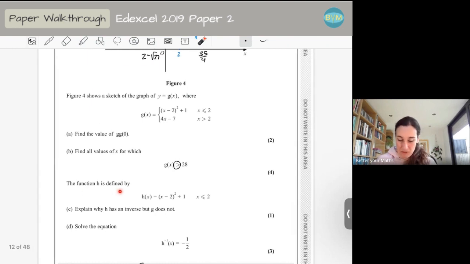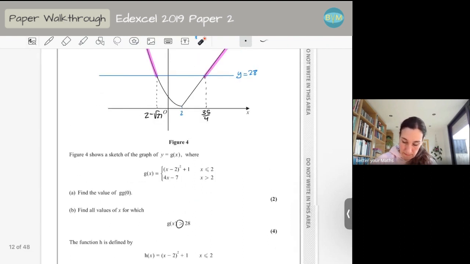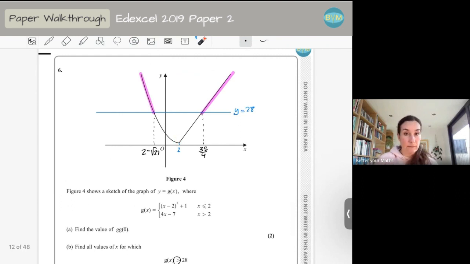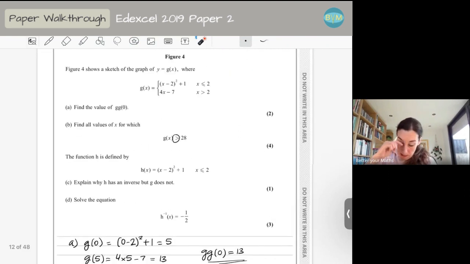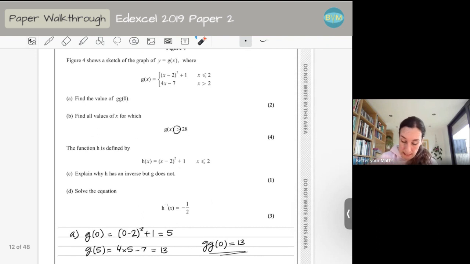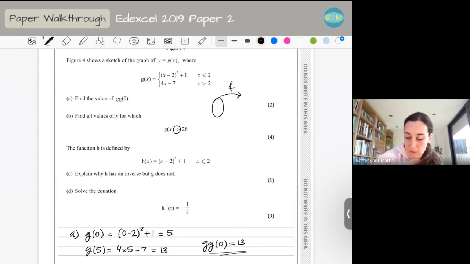The function h, so now we have another function, is this one here when x is smaller or equal than 2. So it's really just this part of the function. It says explain why h has an inverse, but g does not. I'm going to remind you, do you remember what the inverse function is? If I have a set of values and I do f of those values, I have the values here. F minus 1 is giving me the initial values again, the input.